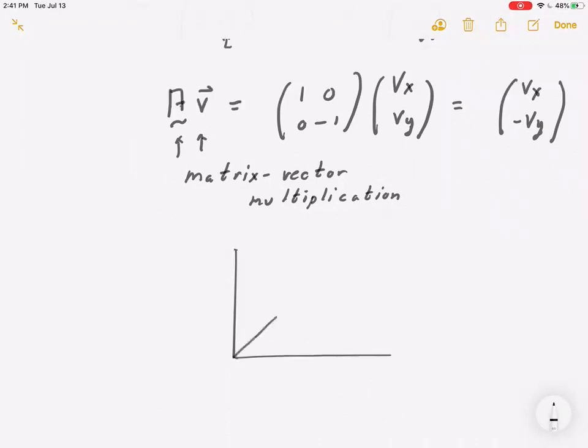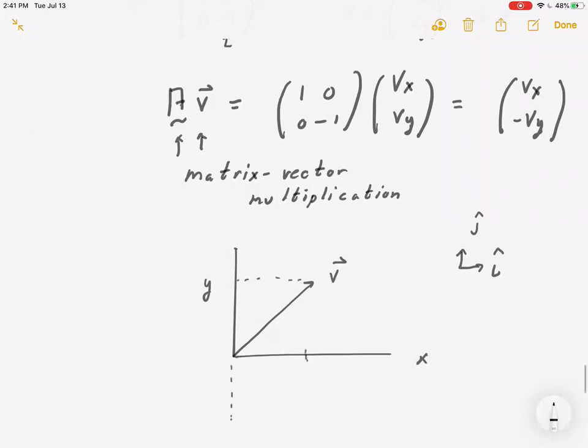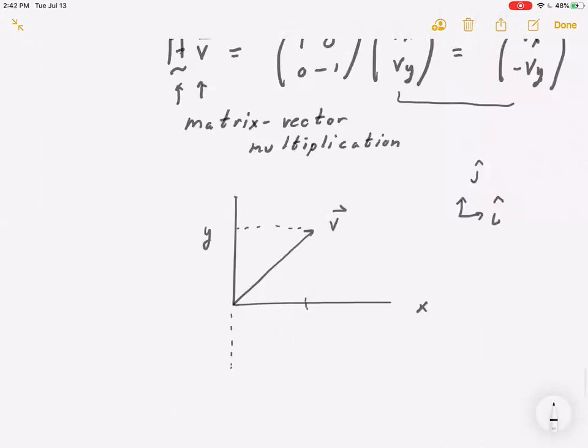Namely, in 2 dimensions, what this matrix does is it does nothing to the Vx component. It's still the same. The V sub x component is not altered, but the V sub y component is multiplied by a -1.